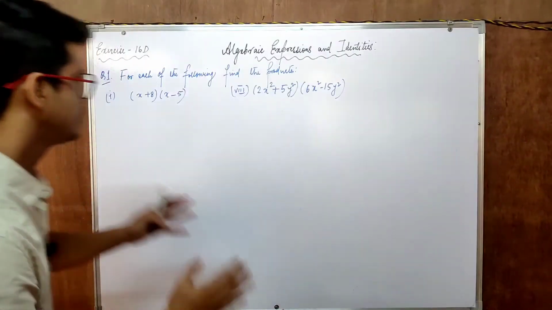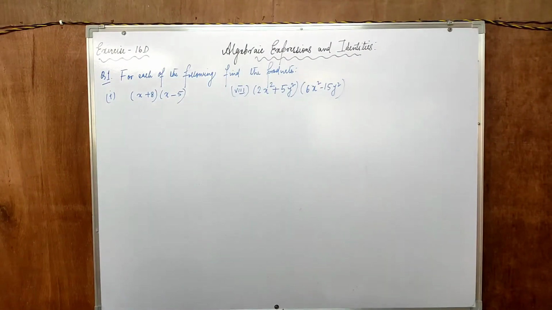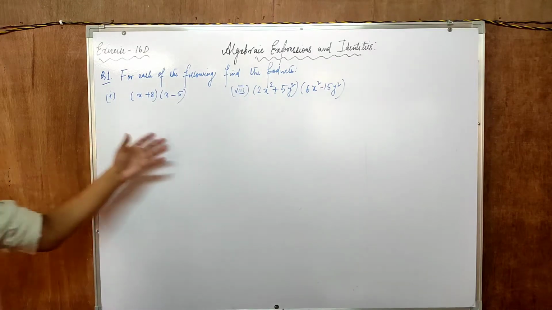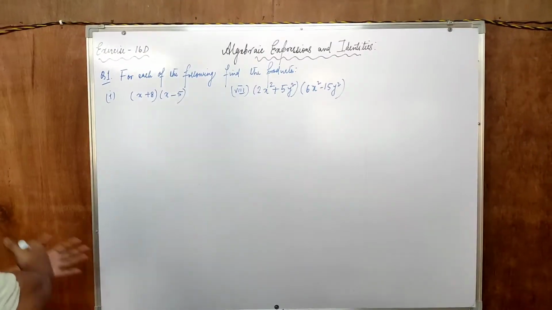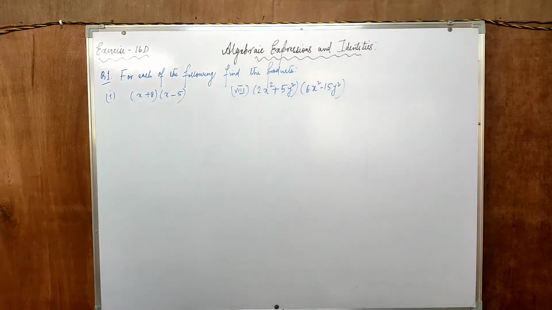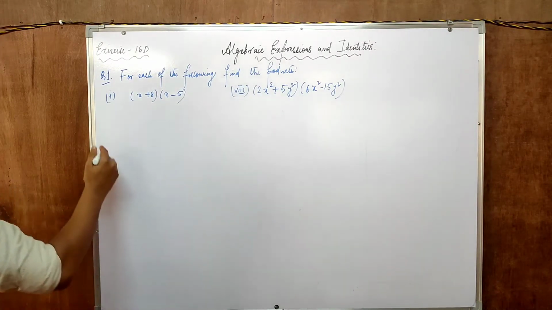Alright, so let's start our journey by looking at question number 1. Question number 1 is: for each of the following, find the products. The process is the same, with only one extra step that we have to follow, and after that the 16C process will keep going on. So let's understand what exactly it is.